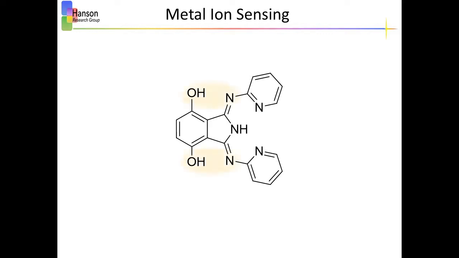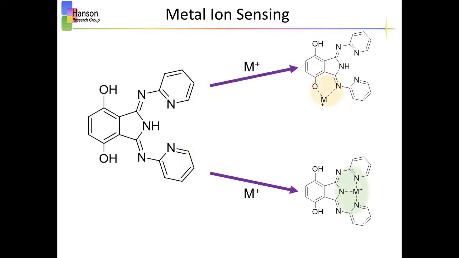This molecule has two potential ESIPT sites as well as a 1,3-bis-2-pyridylamino-isoindole core, and both the ESIPT sites and the core have the potential to bind with metal cations. The questions then become, what effects do metal cations have on the absorption and emission of the dye, and to which site do these metal cations bind?